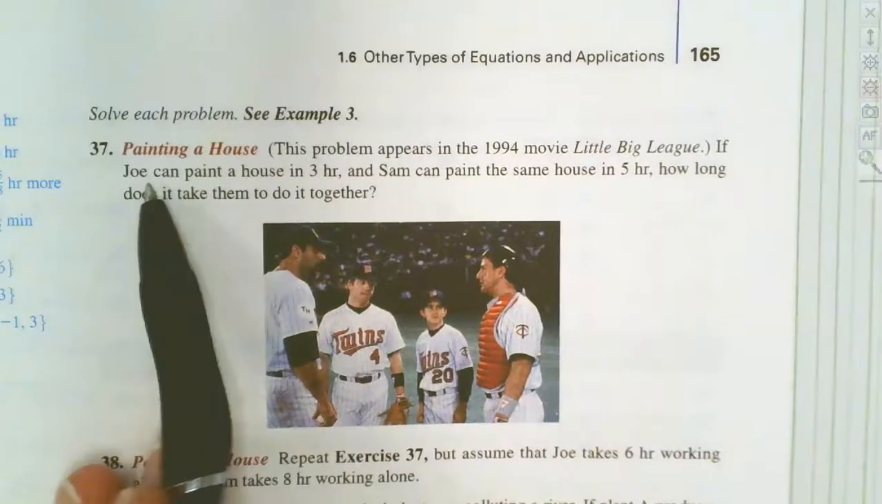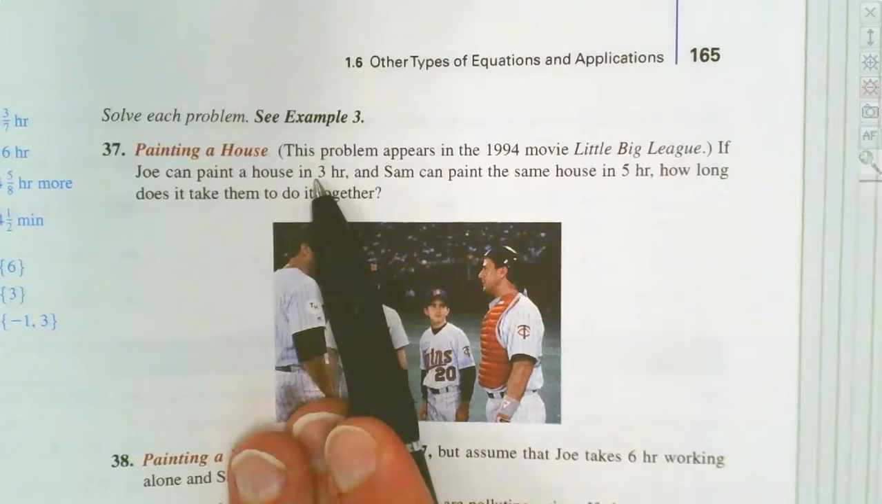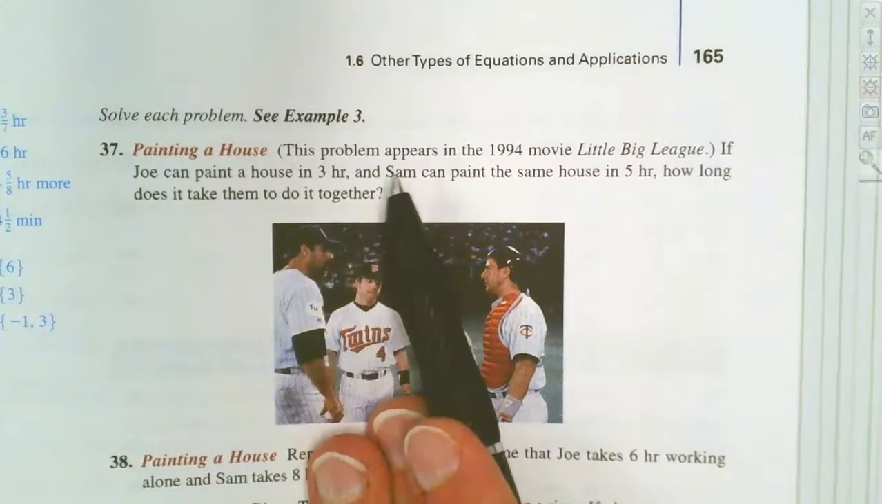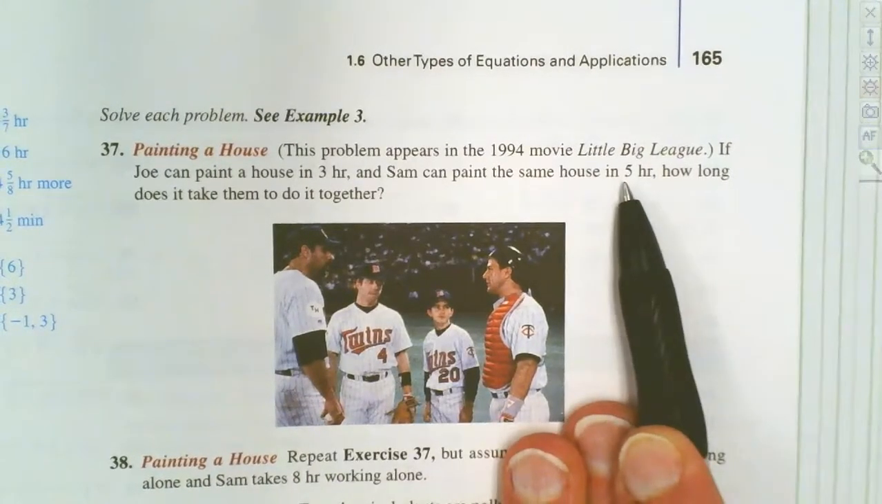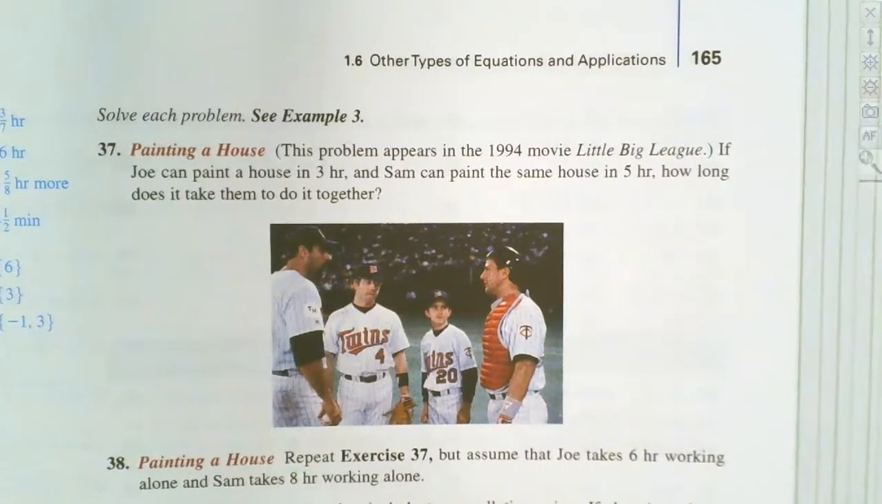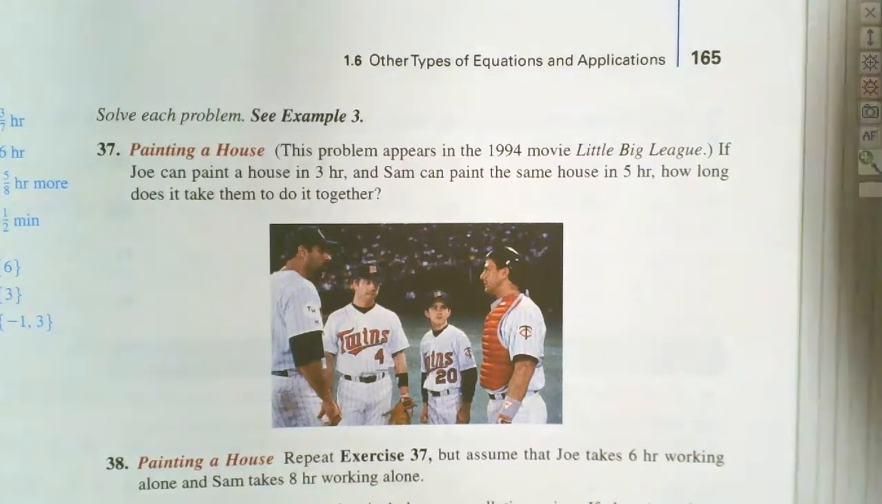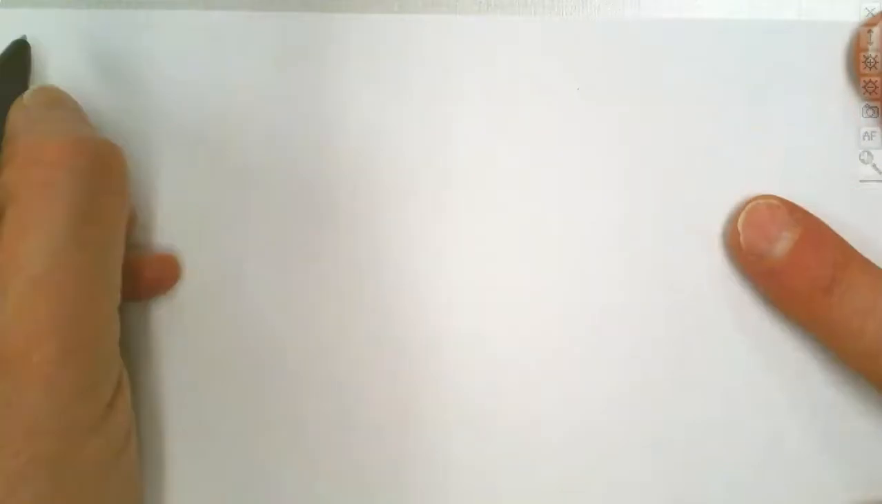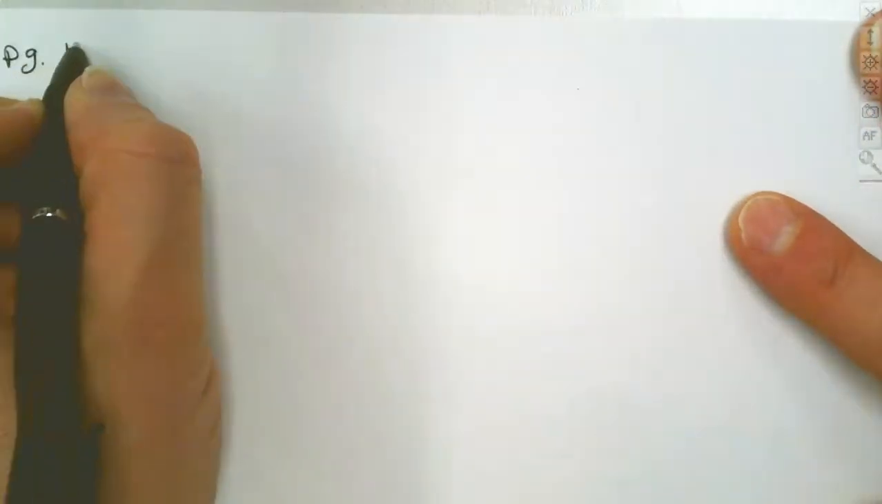If Joe can paint a house in 3 hours, and Sam can paint the same house in 5 hours, how long does it take them if they work together? So we want to figure out how long it's going to take them working together. So let's draw a diagram here and look at each painter. So we've got Joe and we've got Sam. And this is on page 165, question 37.